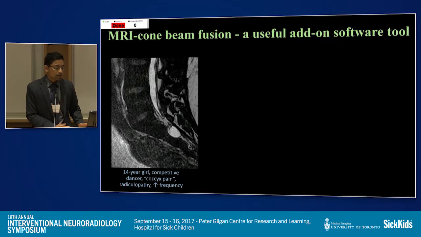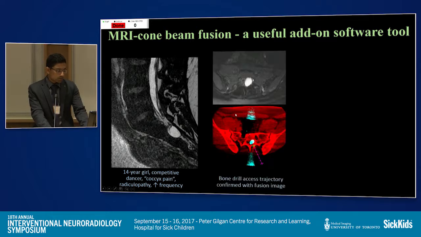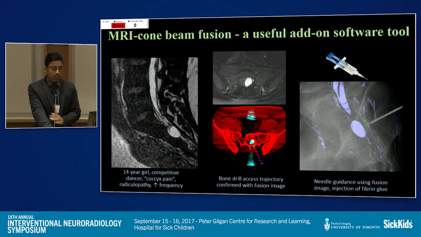A good example is this small Tarlov cyst in a 14-year-old girl who was a competitive dancer but had to stop classes because of excruciating pain. You can see the distortion of the nerve root here. Now, this lesion could be seen on CT with regard to the scalloping of the bone, but not the cyst itself. Obviously, this is by any means a small Tarlov cyst. So this was an ideal case where we could actually fuse the cone beam CT onto the MRI, plan our trajectory of the bone drill with the MRI image, and the injection of fibrin glue into the cyst is actually done by using a live fluoroscopy image onto which the 3D MRI is fused.